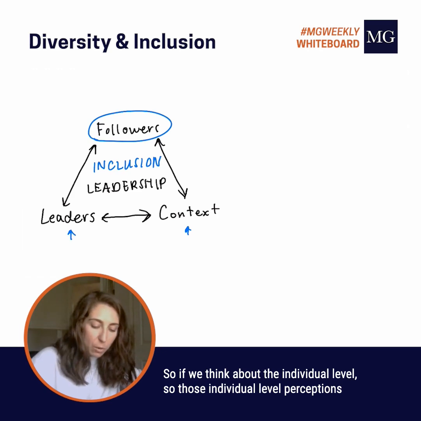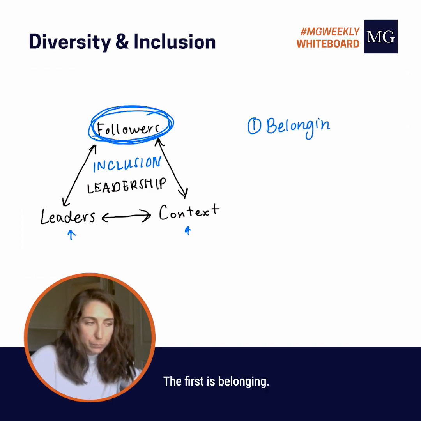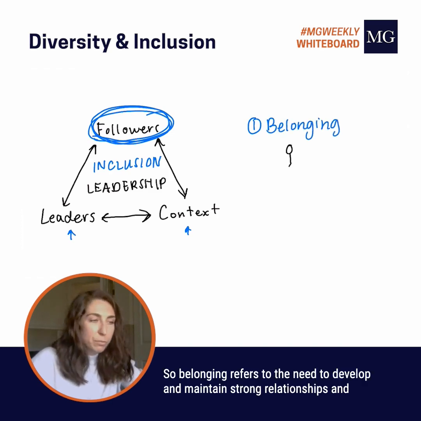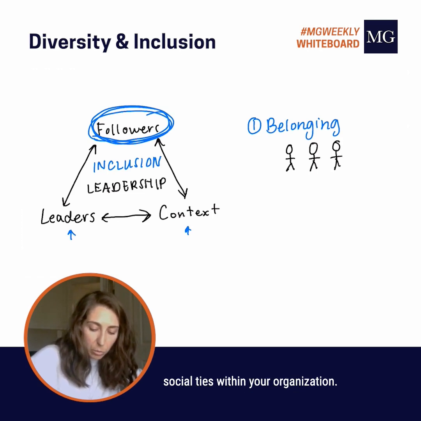So if we think about the individual level, so those individual level perceptions of inclusion, we can think about two opposing needs that both need to be met. The first is belonging. So belonging refers to the need to develop and maintain strong relationships and social ties within your organization.